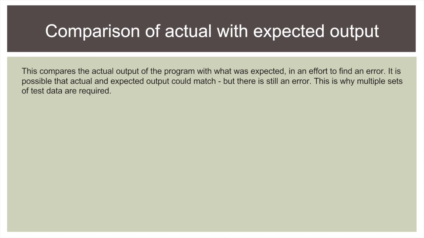The other important point we have is a comparison of actual with expected output, where we look at what the code is actually spitting out at the end and what we actually want it to spit out at the end. If there's an issue there, we can see that we actually have an issue. Oftentimes we might find that the actual and expected outputs are the same, but there are still errors. So we need to ensure that we have multiple sets of test data to find those.